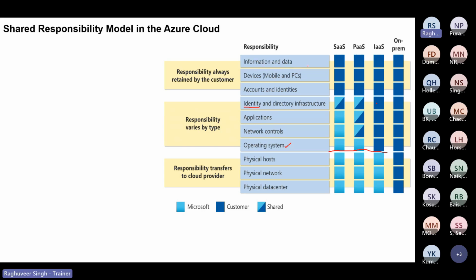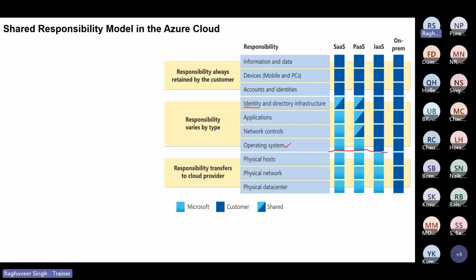Then comes information and data. This is again the customer's responsibility. Microsoft will only provide security controls for safeguarding the data. For example, Microsoft will give you the capability to encrypt the data and decrypt the data. Microsoft will also give you capabilities or services like Azure Information Protection, Microsoft Information Protection, using which you can run a discovery of the data which is stored across various repositories. You can classify and label that data, and on the basis of labeling and classification, you can apply DLP policies.